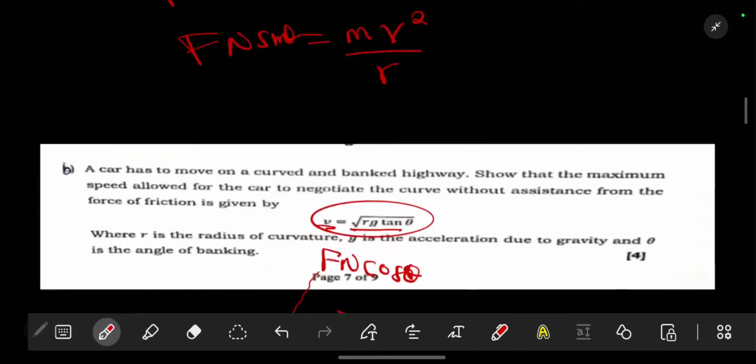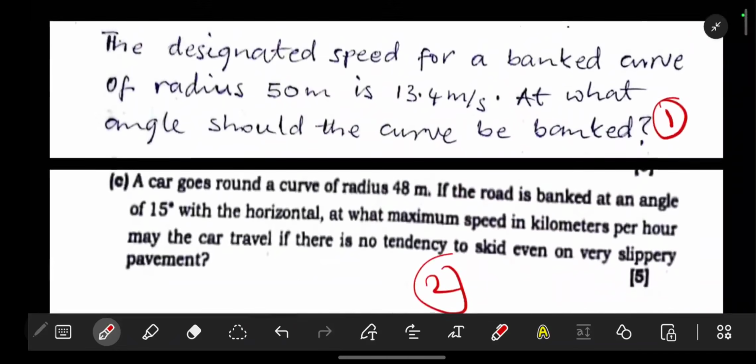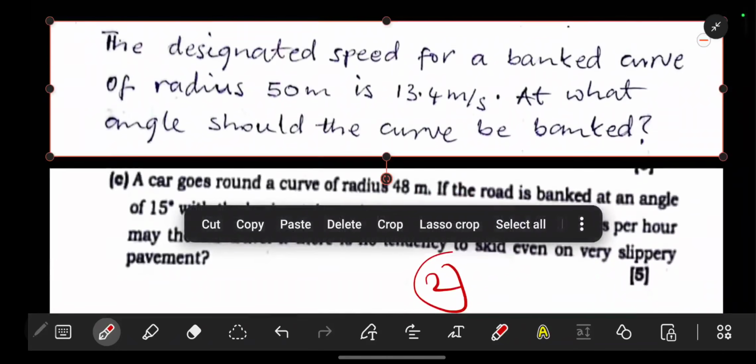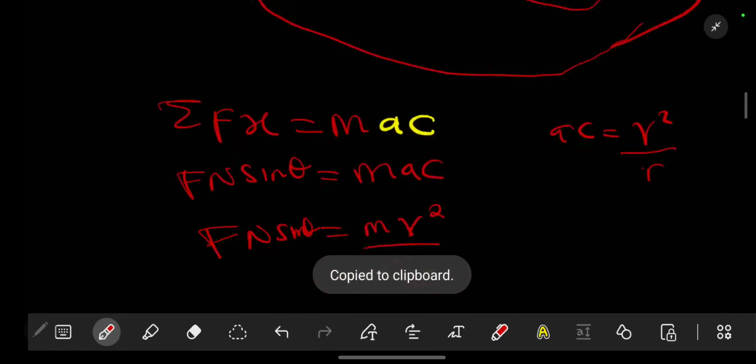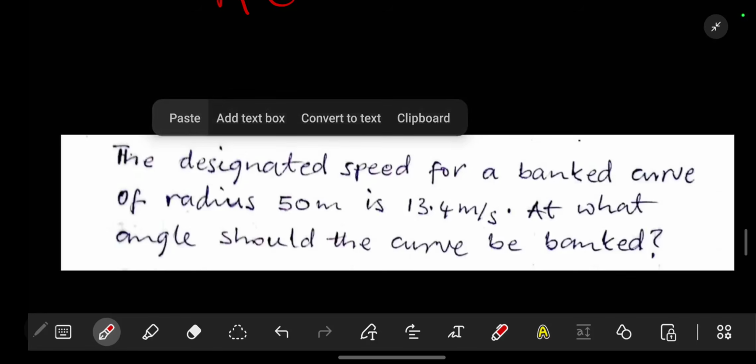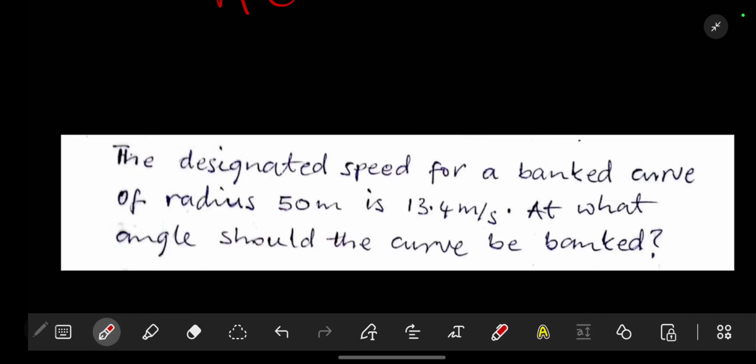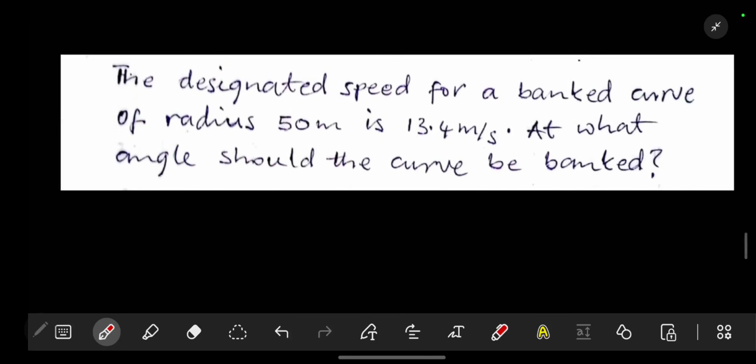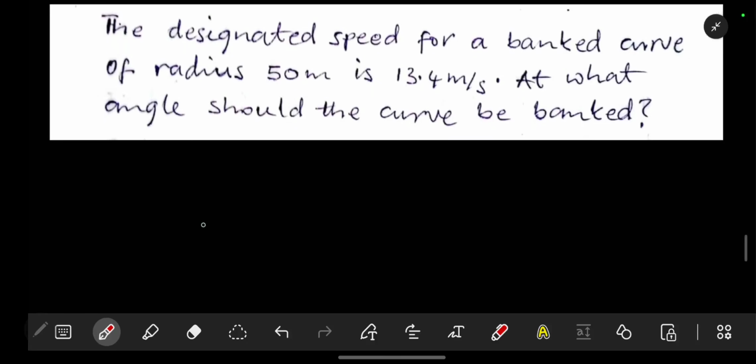Our last question for this one is, what is it saying? It's saying they have given us the speed and they want us to find the designated angle for a banked curve. So we have a banked curve of radius 50 meters, with speed 13.4. At what angle should the curve be banked? So the approach is the same. So we are going to begin.